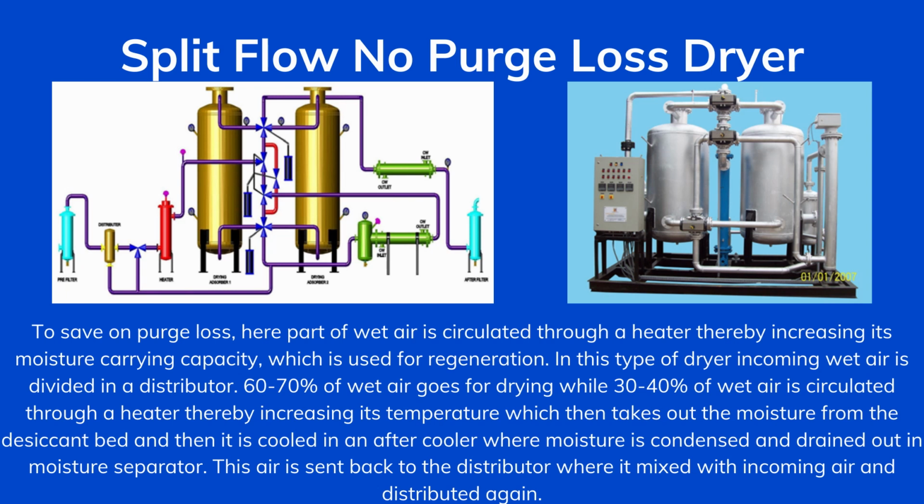Split flow no purge loss dryer. To save on purge loss, here part of wet air is circulated through a heater thereby increasing its moisture carrying capacity, which is used for regeneration.